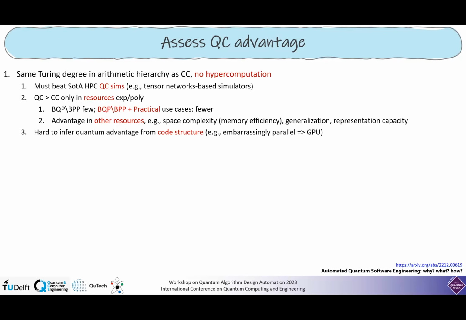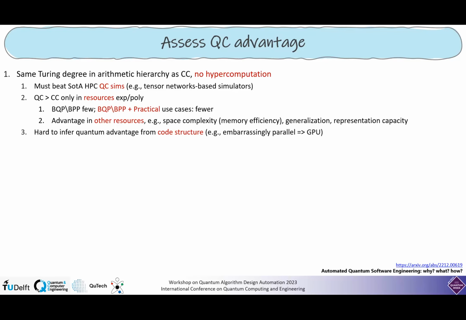The advantage in quantum computing comes from the resources that are used in computation. Mostly people study the time resources. There is a very small space where quantum is polynomial and classical probabilistic computing is not, that's BQP minus BPP. And then you have to find out if any of those problems are actually practical. So that's a very hard specification.